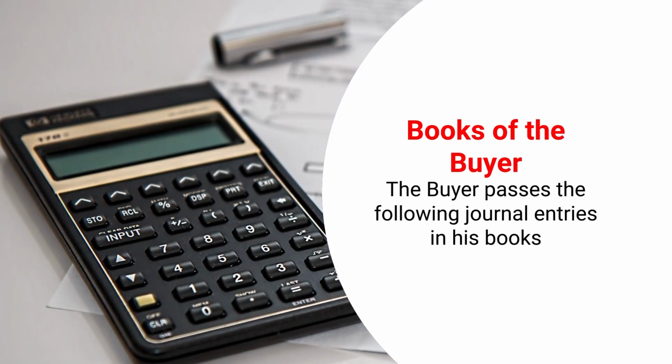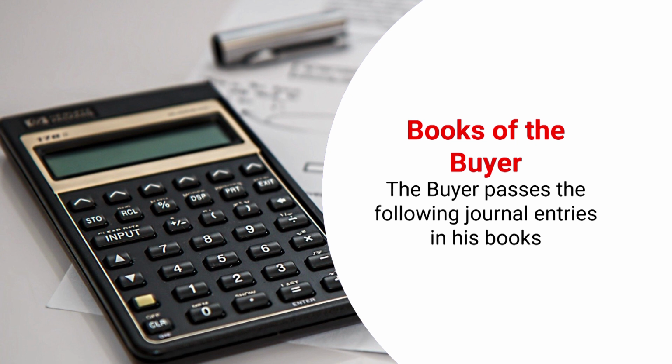So if the product is bought under the installment payment system, then how will the accounting treatment take place? We will study the accounting treatment with the help of journal entries and definitely with the help of an illustration also, to make it very clear to my dear learners. So first one, in the books of the buyer, how the buyer will record the transaction in his books when the goods are bought under the installment payment system.